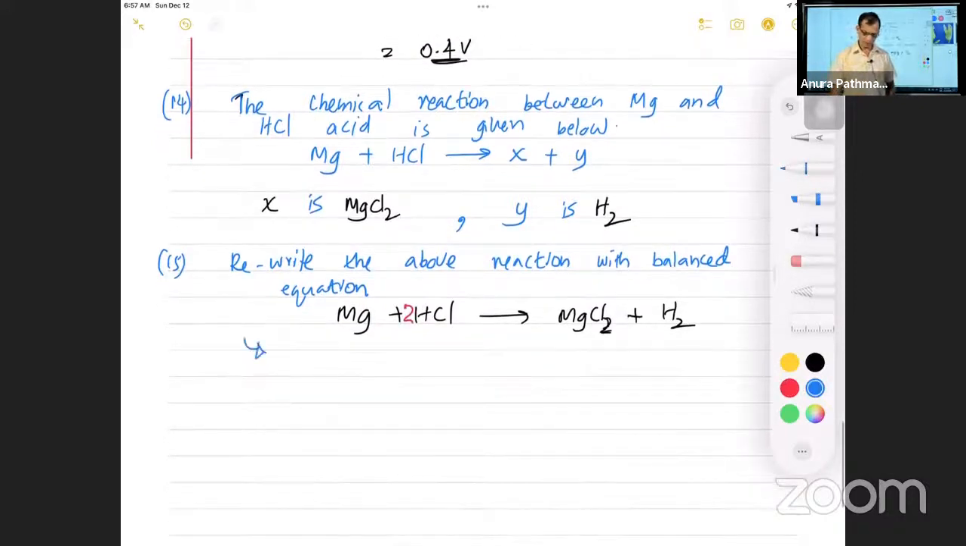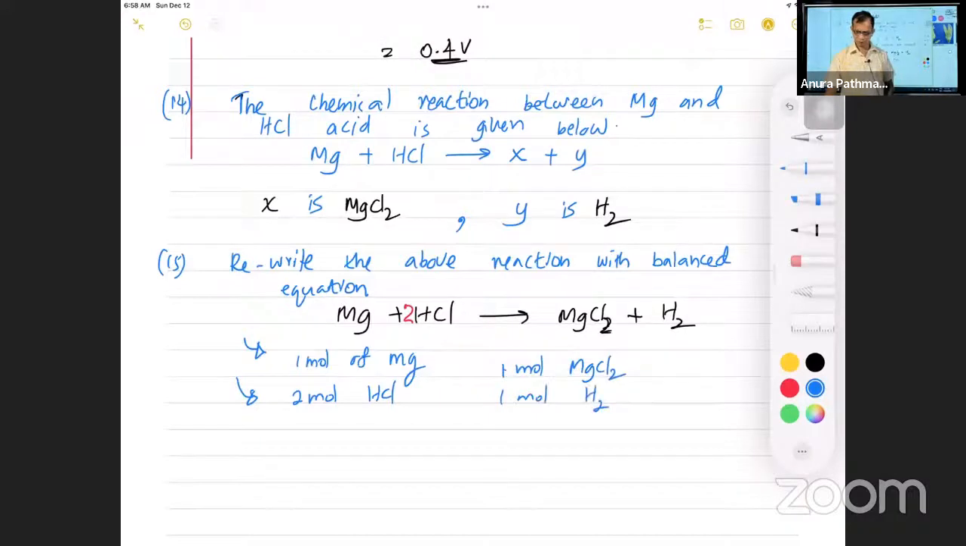This means 1 mole of magnesium, 2 mole of hydrochloric acid, 1 mole of magnesium chloride, 1 mole of hydrogen gas.